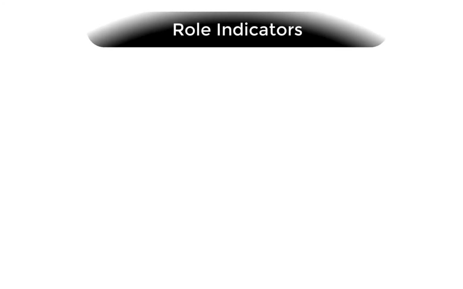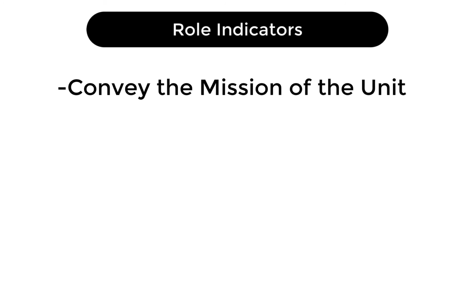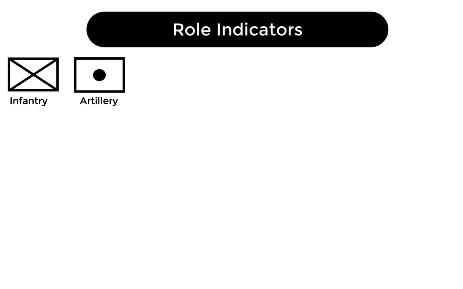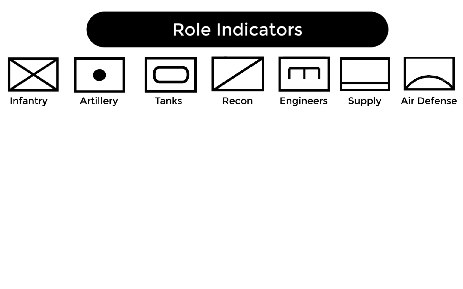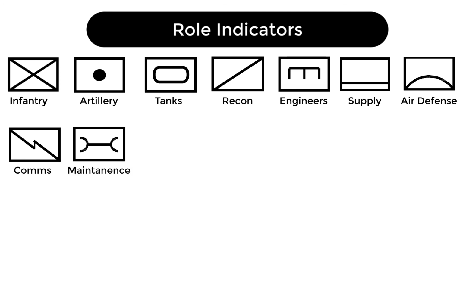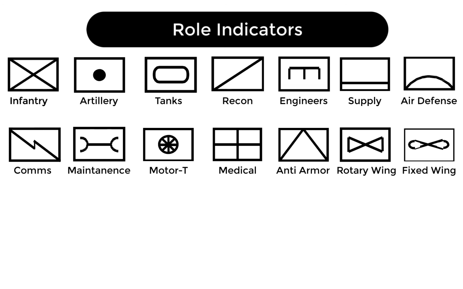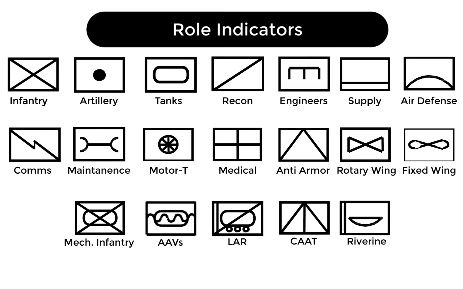Next, we can look at role indicators. Role indicators are used to convey the mission of the unit. Common examples include infantry, artillery, tanks, reconnaissance, engineering, supply, air defense, comms, maintenance, motor T, medical, anti-armor, rotary wing, fixed wing, mechanized infantry, AAVs, LAR, CAT, and riverine assault crafts.